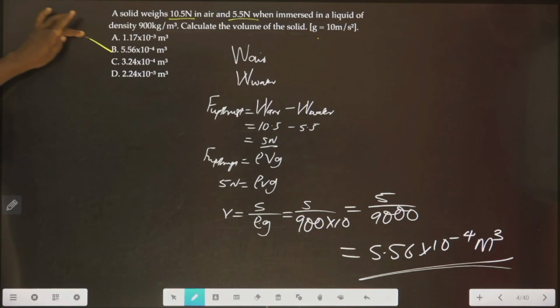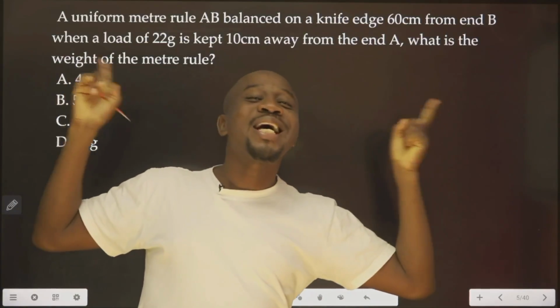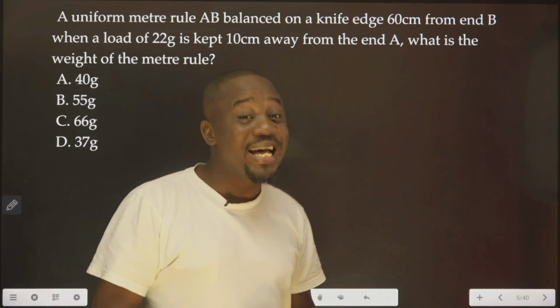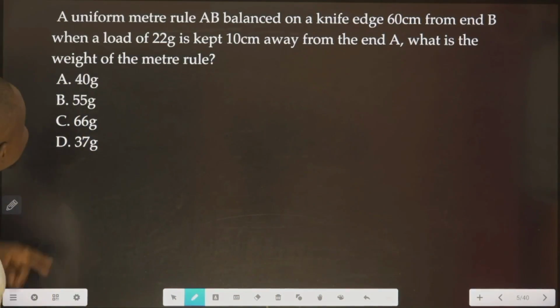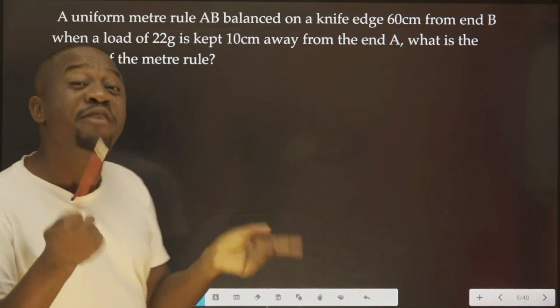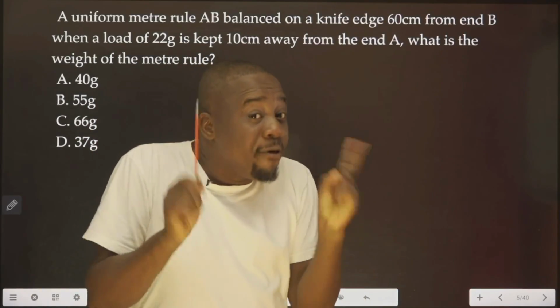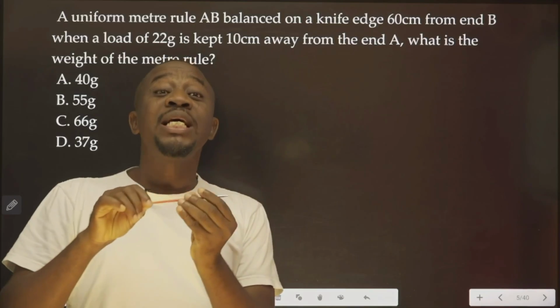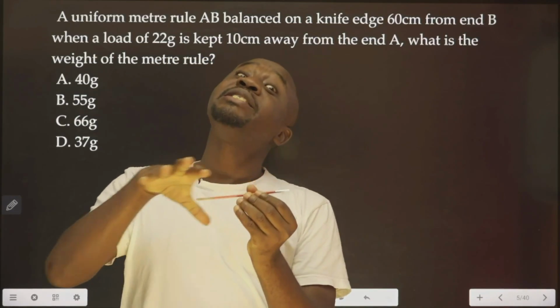That is B. B is our answer here. Let's look at this question. If you don't want to be JAMB customers, you have to pay attention. A uniform meter rule, that is information to let you know that the weight of the rule is evenly distributed.